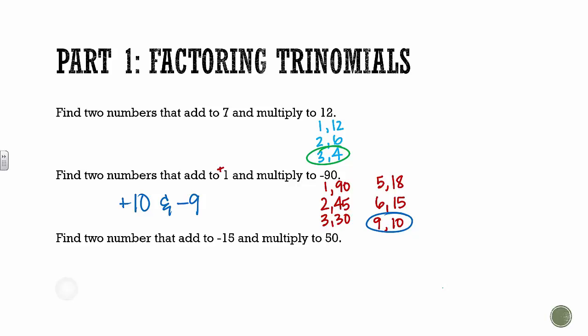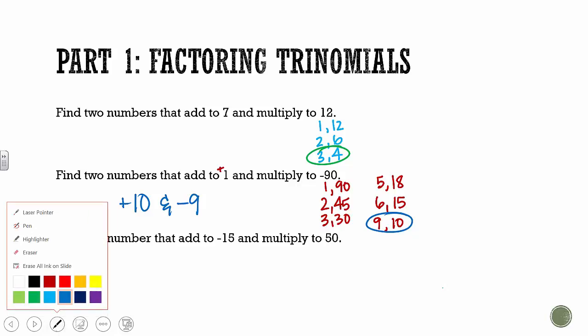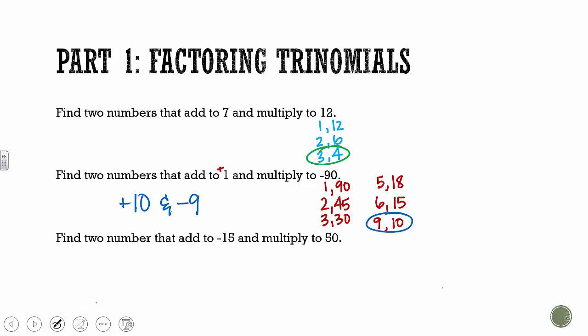Same kind of thing for this next one. I want to find two numbers that add to make negative 15 and multiply to make positive 50. If they're multiplying to make a positive number, two things can happen. They're either both positive, like these guys up here, or they're both negative. And because they have to add to something negative, we know that's the case.